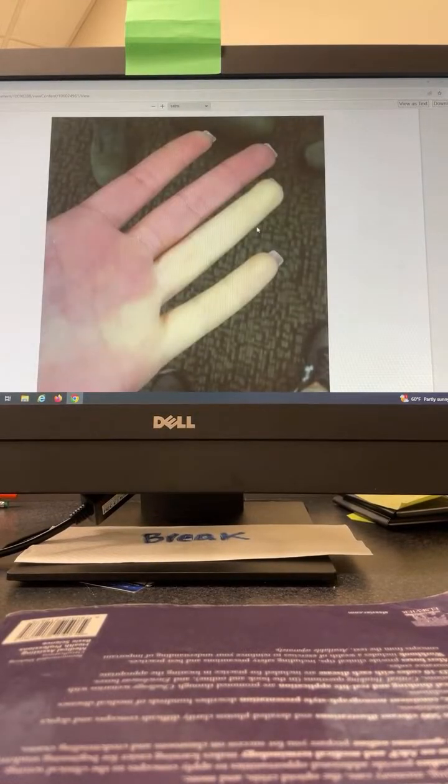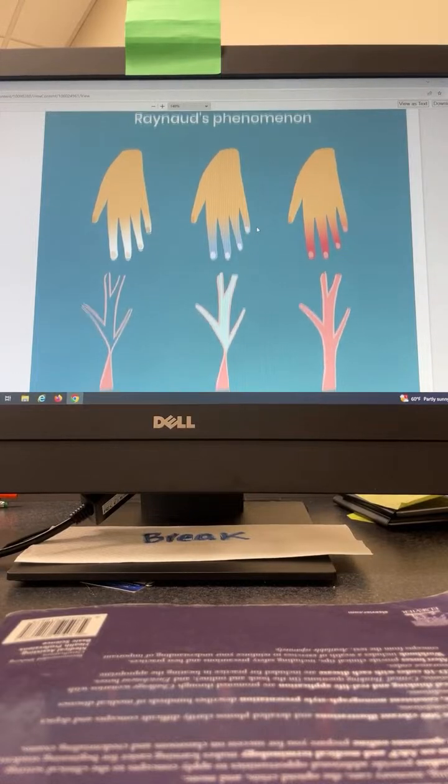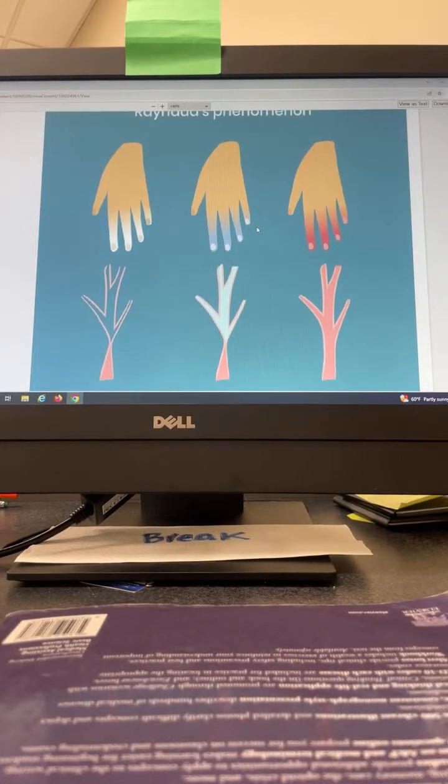So again, this is what that looks like. That's the blanching. This picture shows, on the far left, that the artery is completely closed so that the fingers turn white, which is the lack of blood flow. And then it starts to flow a little bit back with deoxygenated blood. That's the blue, so that's when your fingers turn blue. And then eventually when it opens back up and allows the blood flow to come back, it turns red. So white, blue, and red. It's very patriotic.